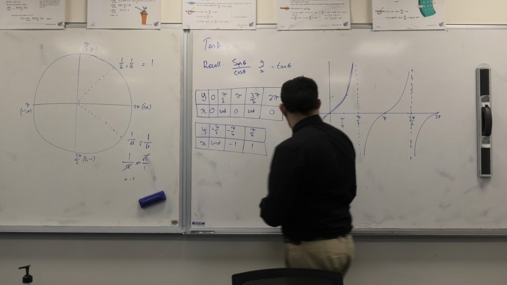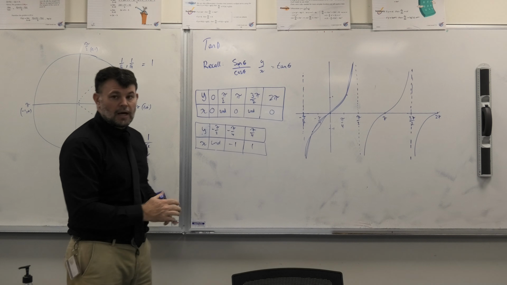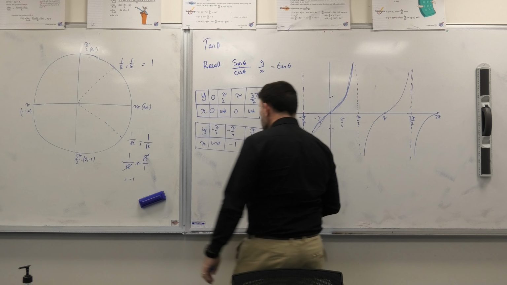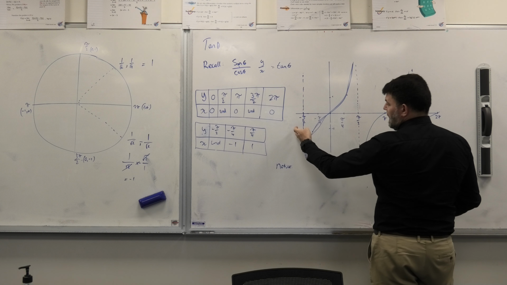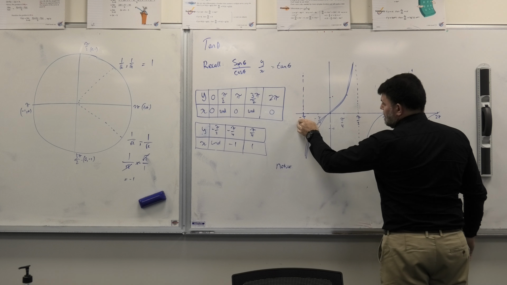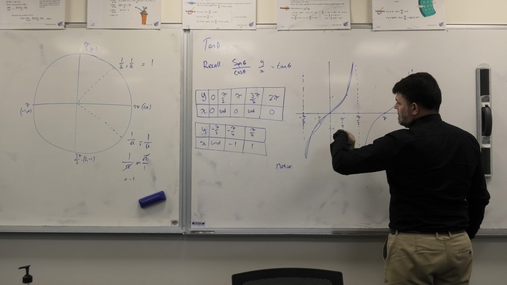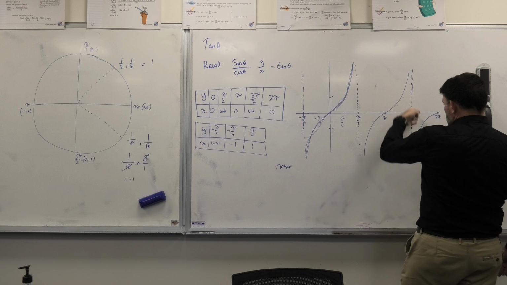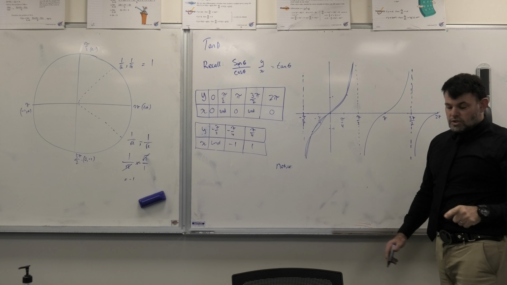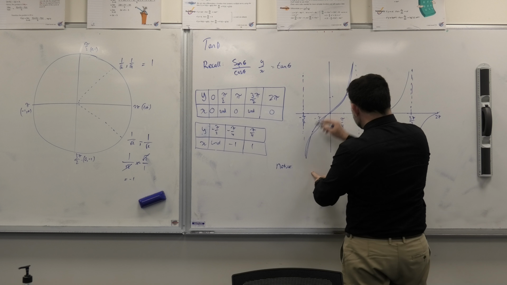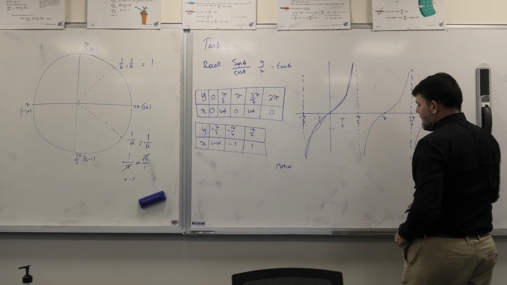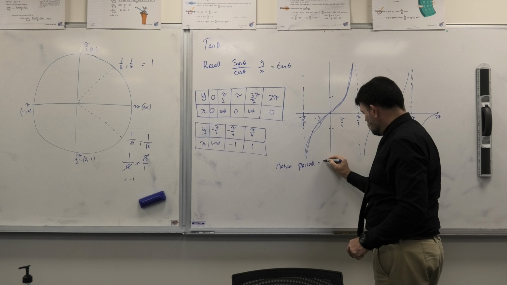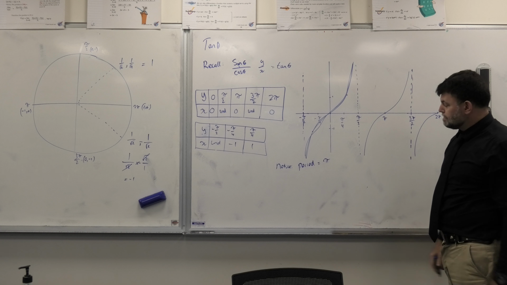So we can see here, what do we notice when it comes to the tangent function? Well, we notice one thing. We notice that it replicates. It goes horizontal asymptote, x-intercept. Horizontal asymptote, x-intercept. What else do we know? We notice that this here repeats every pi. So the period is equal to pi.